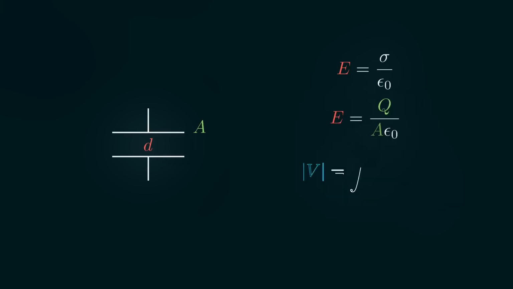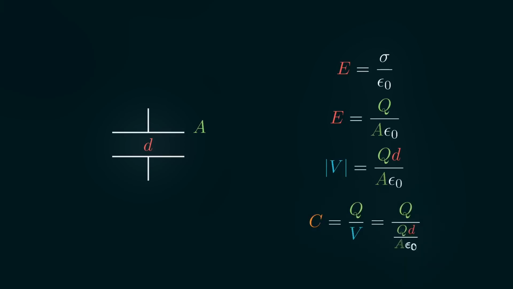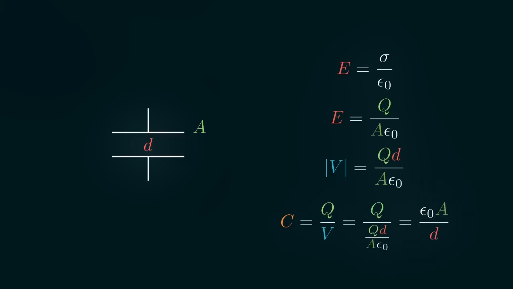To get the voltage, we can add up the accumulation of the electric field along some length. This simplifies to just E times the length since the electric field is constant. So in our case, the voltage is Q D over epsilon naught times A. And now remember that the capacitance is just charge divided by voltage. So if we plug in our voltage expression, we'll get that the capacitance is equal to epsilon naught A over D.